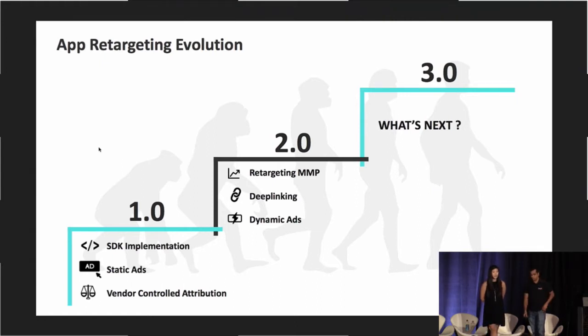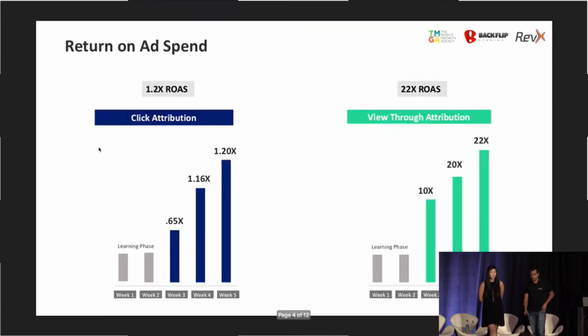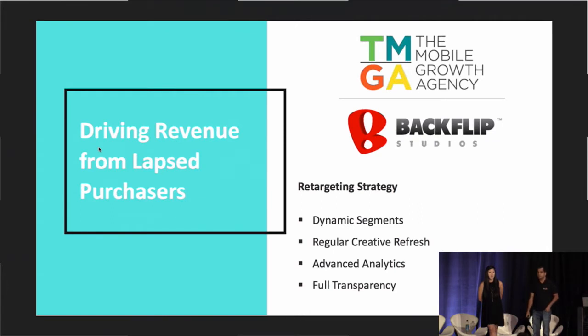Absolutely. Just taking a step back, TMGA, or the Mobile Growth Agency, is an agency focused on acquiring, activating, and engaging users with our clients' apps. For this specific use case, one of my clients is BackFlip Studios, a gaming studio based out of Boulder, Colorado. I feel like one of the few in Boulder. But we essentially identified one of the key problems, which was driving revenue from lapsed purchasers, which I feel is very relatable in the space as everyone's trying to drive revenue.